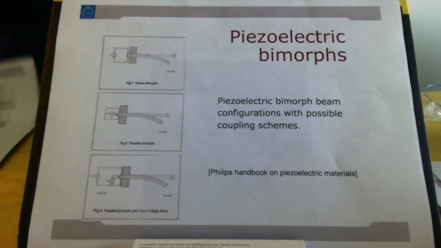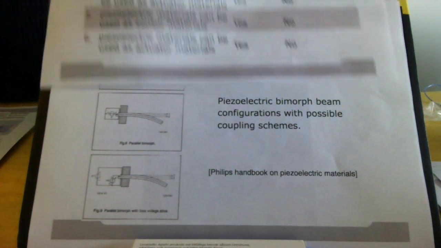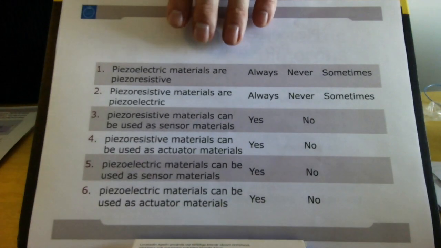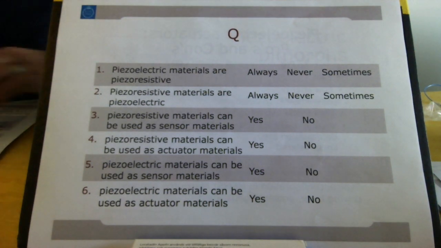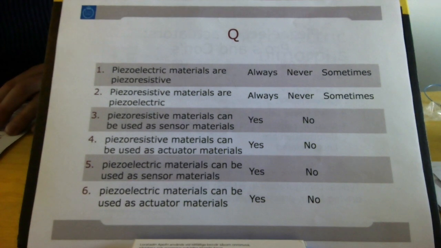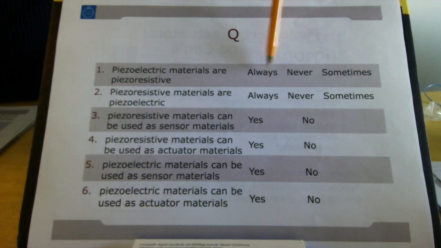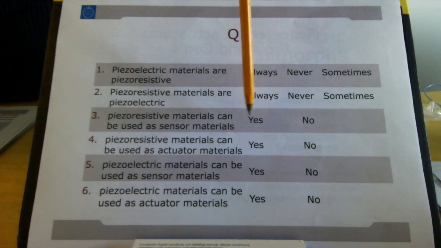However, I do think it's time for a little quiz. We've been talking about piezoelectric materials, whereas before we've been talking about piezoresistive materials. These are different. So I want you to go back to your piezoresistive video, look at that and now your piezoelectric one, and then answer all the questions stated here. There are 6 statements, and you have to click whether they are always, never, or sometimes true, or in this case, whether they are yes or no.